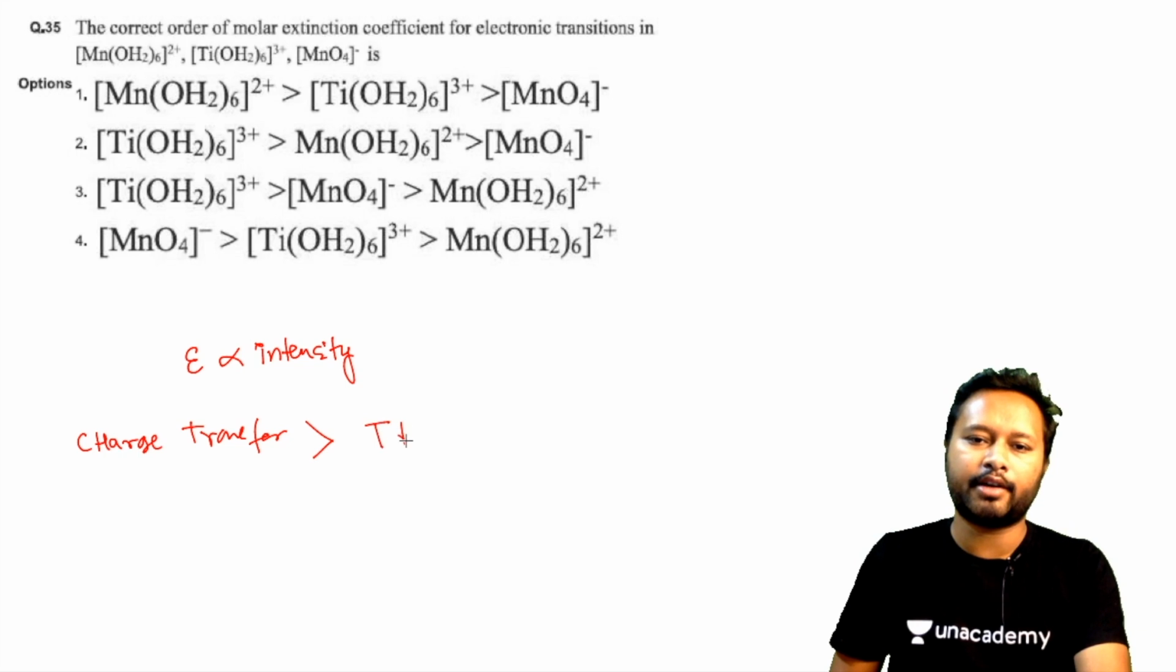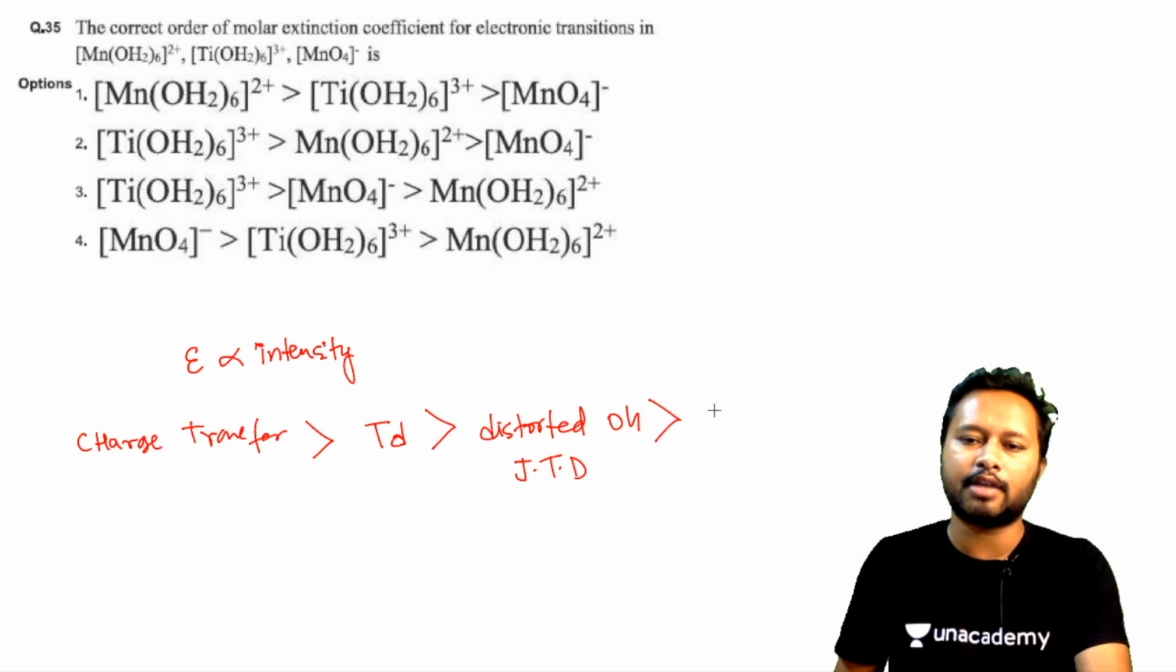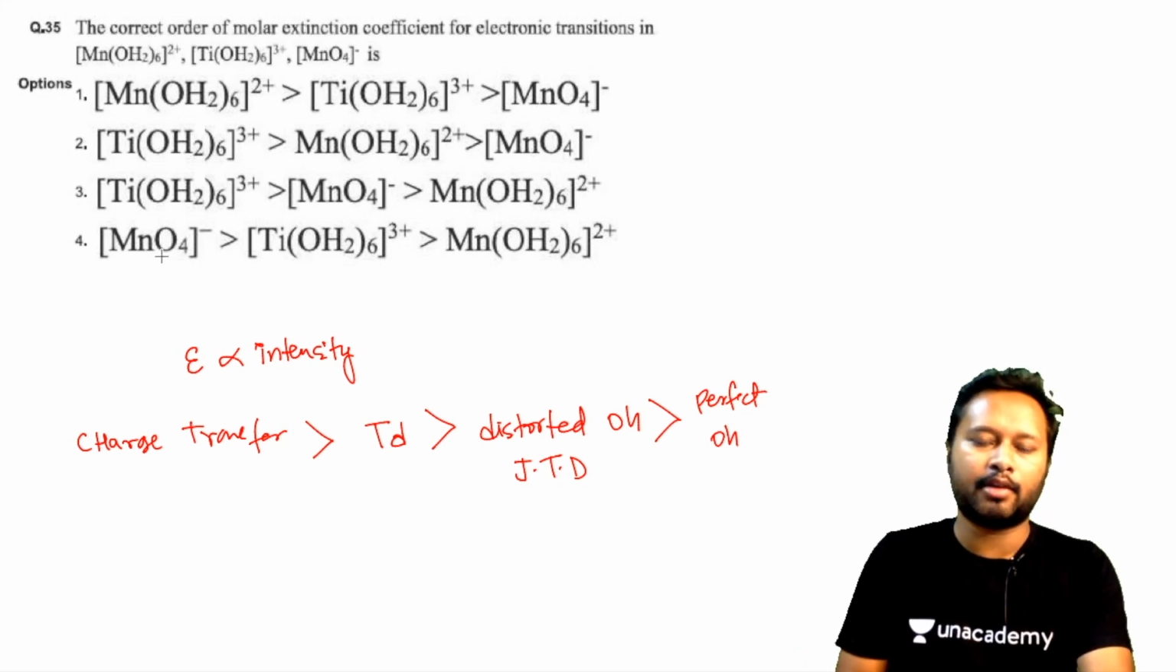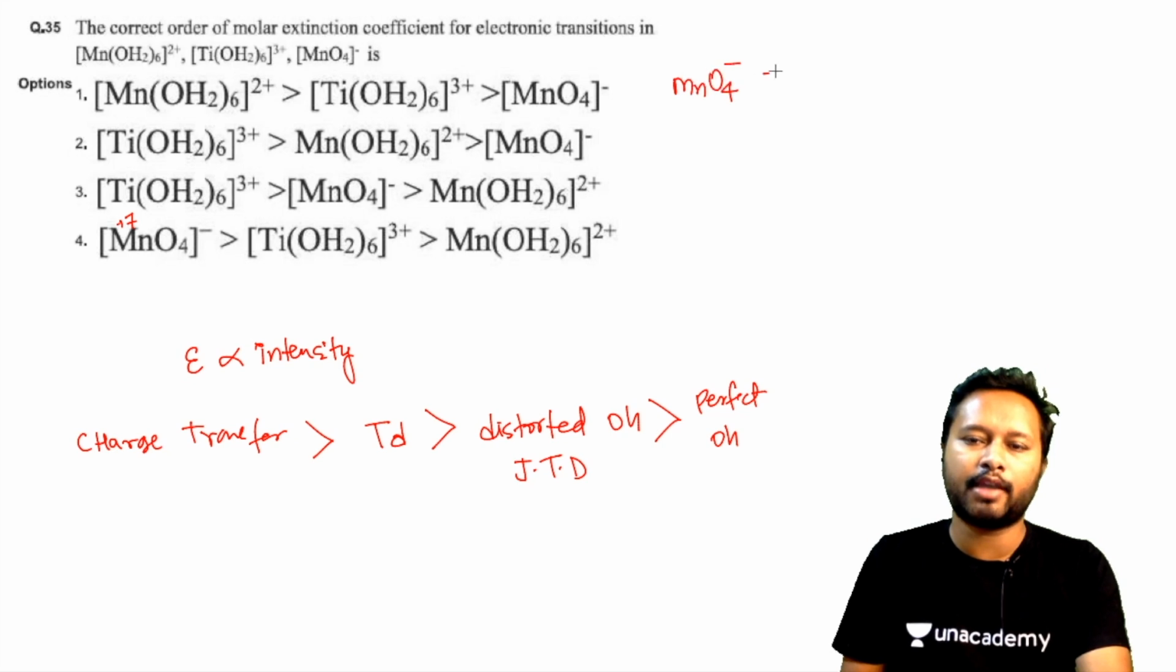Then comes your tetrahedral arrangements, the arrangements which are tetrahedral. Then comes your distorted octahedral, meaning those which are having Jahn-Teller distortion. And the least ones are your perfect octahedral, the ones which do not have Jahn-Teller distortion. Now, MnO4 minus will have LMCT, because manganese over here is in +7 oxidation state. So this MnO4 minus will have ligand to metal charge transfer.